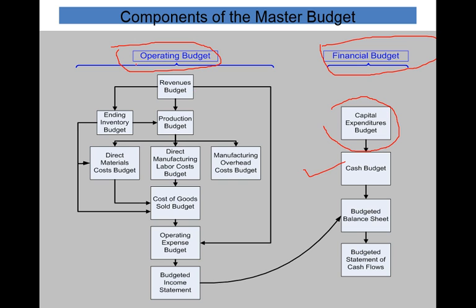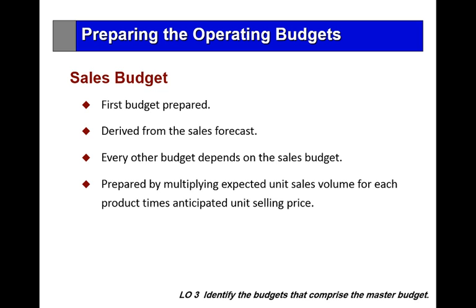We will start with the operating budget. The first step in the operating budget is the revenue budget or sales budget. The sales budget, or revenue budget, is the first budget we prepare, and the other budgets depend on it. In profit-oriented companies or organizations, it is derived from the sales forecast. How can we prepare the sales budget from what we call the sales forecast or sales predictions?